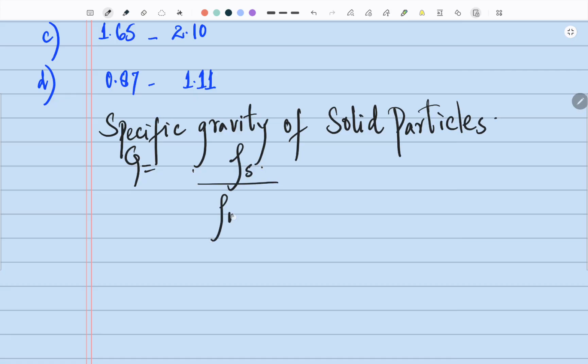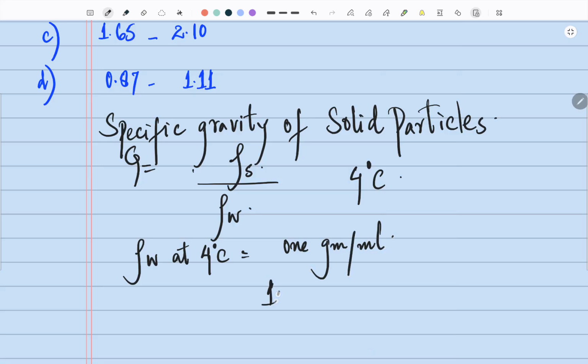to the mass density of water. All right, it's defined as the ratio of the mass density of a given volume of solids to the mass density of an equal volume of water, and that too at 4 degrees centigrade. All right, and the mass density of water, we know, at 4 degrees, very important, is equal to 1 gram per milliliter or 1000 kgs per cubic meter or 1 megagram per cubic meter. This is the mass density of water at 4 degree centigrade.